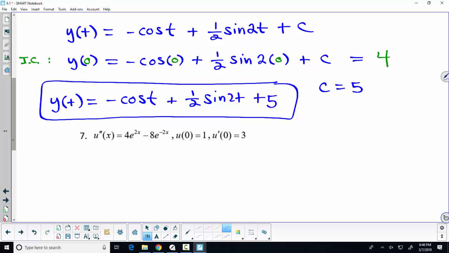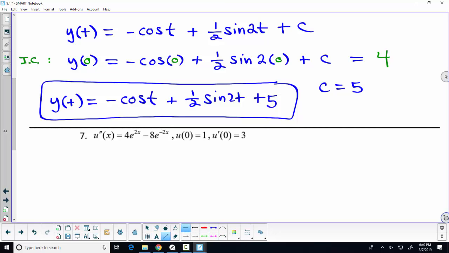Does that make sense? Yeah. I think it's pretty easy considering what we've been doing. All right, do y'all want to give number 7 a shot?